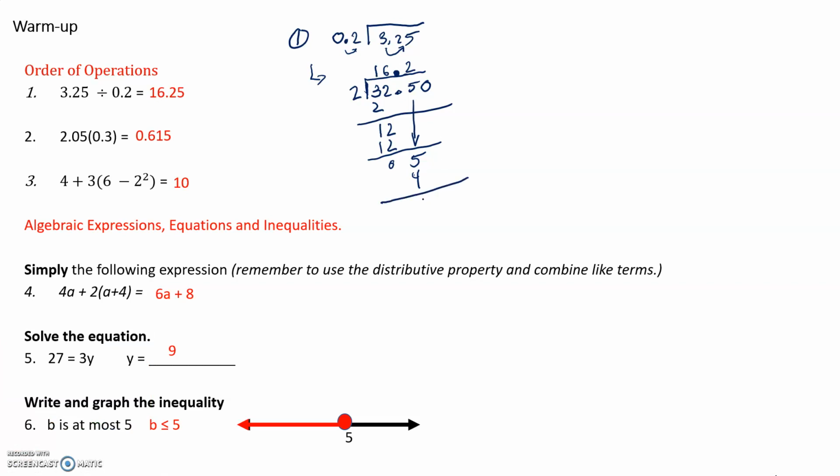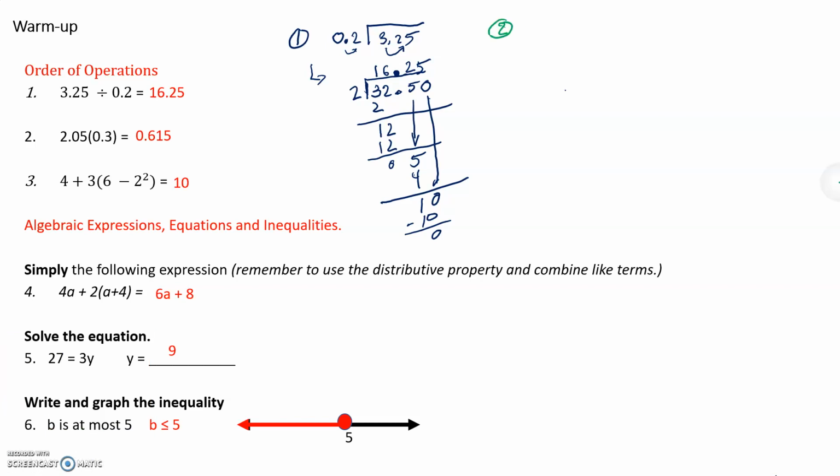So 5 minus 4 is 1. Okay, now I bring down the 0. And 2 goes into 10 5 times, and now I am complete. All right, so 16 and 25 hundredths. Okay. All right, number 2.